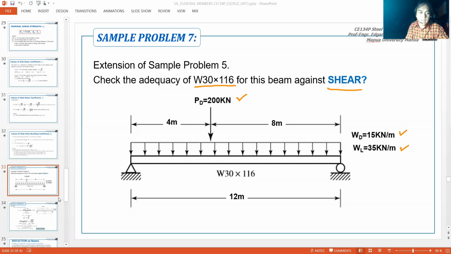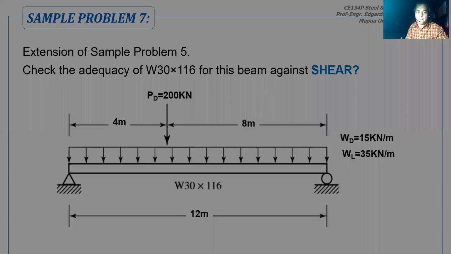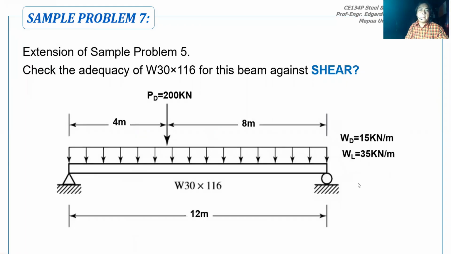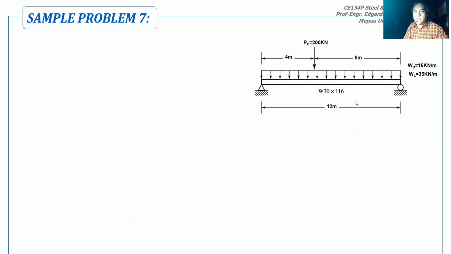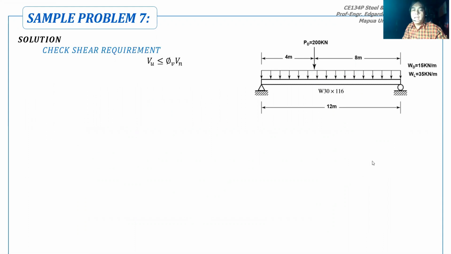Okay, so paano natin gagawin yon? So we will be checking it against shear. So that is the beam. Okay. So the first step is how do we check for the shear requirement? So we have to check if the ultimate shear strength Vu is less than or equal to the design shear strength. Okay. Yung Vu, that is the reaction on the left actually.